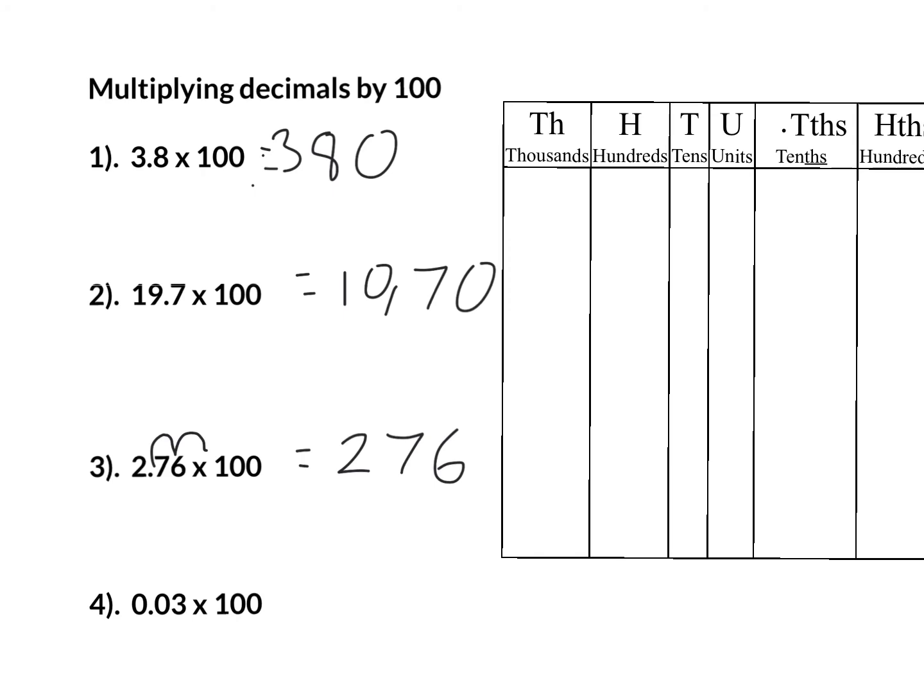0.03 times 100, your answer is going to be 3. Now maybe you used a chart like this to help you, or maybe you moved the decimal point over places like so. It's a different strategy.